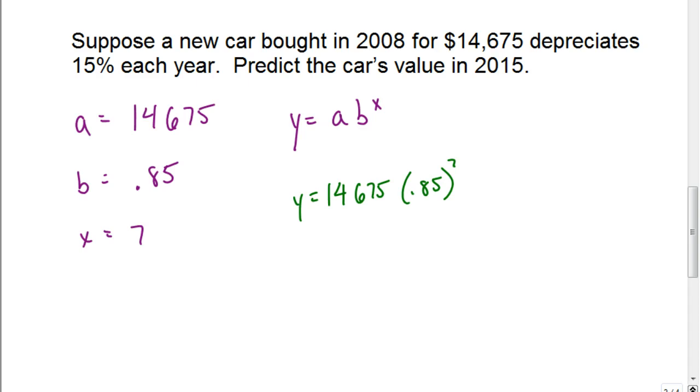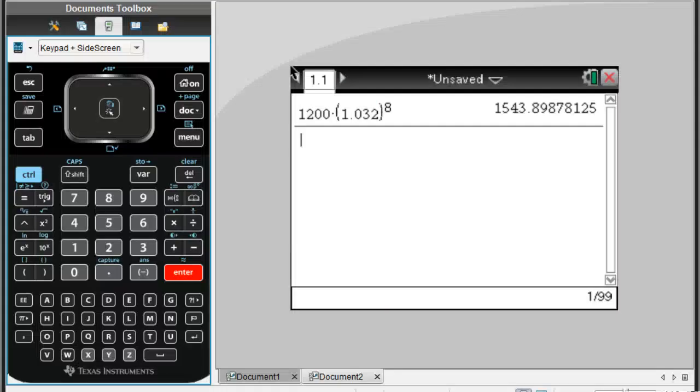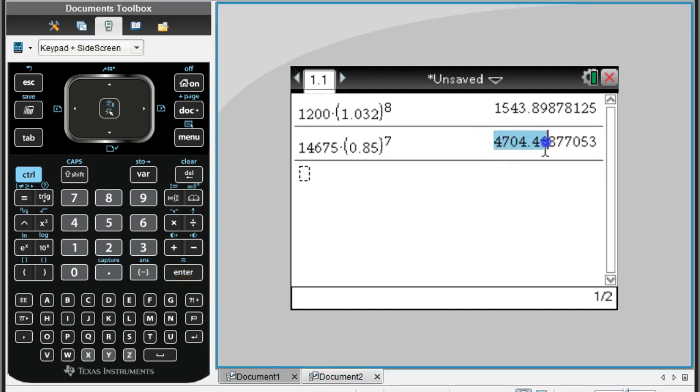So we're going to plug this in on our calculator. The way that we're going to do that is, again, we're going to start out with the 14,675. And then in parentheses, we're going to put our growth rate, which is 0.85. And we're going to raise that to the 7th power. And again, since we're dealing with dollars and cents here, we want to make sure that we round this correctly. We look after that 6, and we'd round this up to 7. So our value would be $4,704.47.